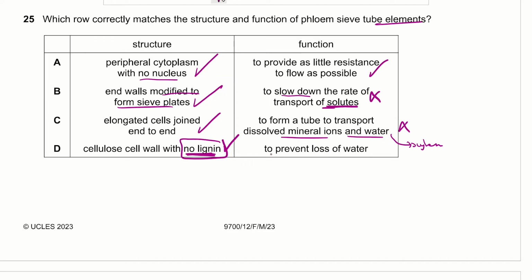However, dissolved mineral ions in water are transported by the xylem. And finally, D. To prevent loss of water. So its function, as I said earlier, is to transport sucrose, and it has nothing to do with the loss of water in xylem as an example. Therefore, this is incorrect, and the answer is going to be A.